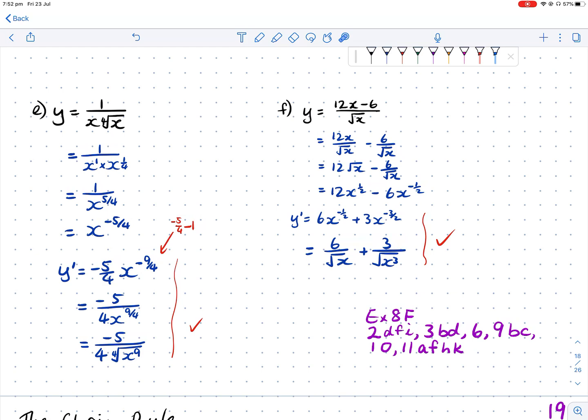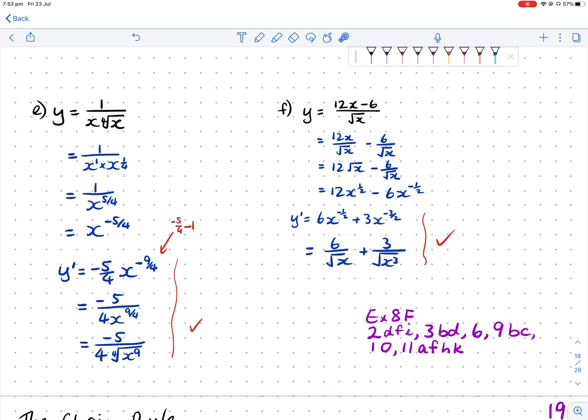With our last question, we've got 12x minus 6 in the numerator, and it's over the square root of x. Now remember, we talked about this before. When we don't have x's as individual components, we need to change it so that it is first before we can differentiate it. So we don't really have a rule at the moment if we've got a fraction with x's in the top and the bottom. Okay, likewise, we can't do anything with products. But that is something that we're going to come to a little bit later. So stay tuned for that.